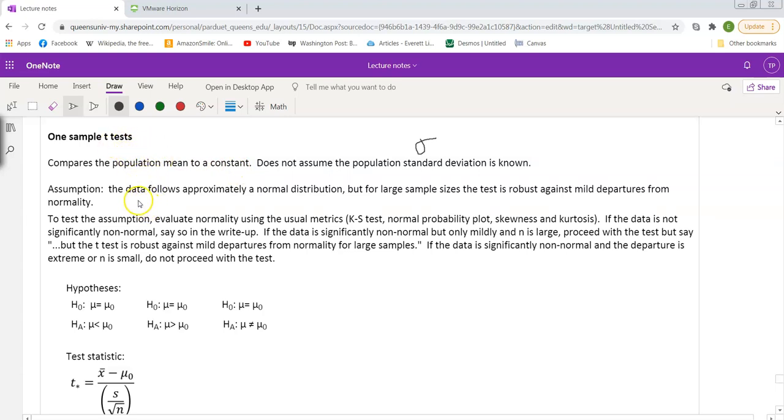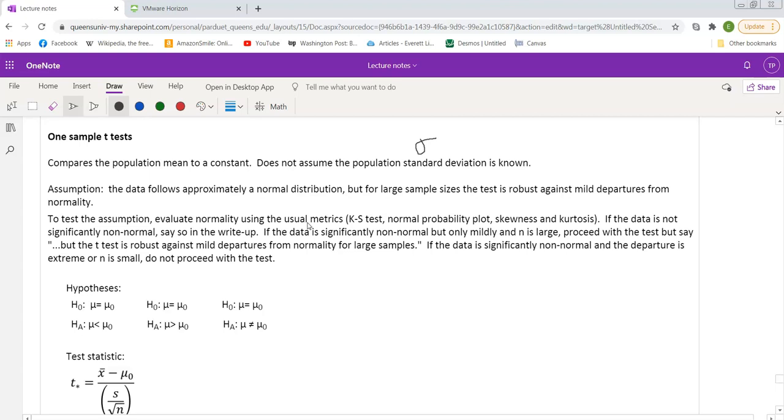Now it does require a different assumption though. It requires that the data follow approximately a normal distribution. So you know how to do that. We've done that before. You just evaluate normality using the Kolmogorov-Smirnov test, the normal probability plot, skewness and kurtosis, and also look at the histogram and box plot for kind of confirmation of what you're seeing in the other places.